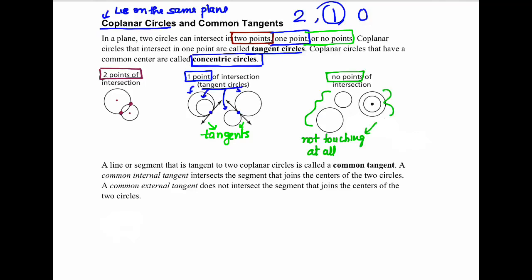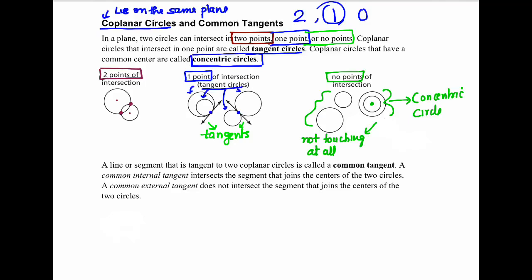But the last case could be what we call concentric circles. Concentric circle, because their center is the same. For the smaller and for the bigger, they have the same center. So it's called concentric circle.